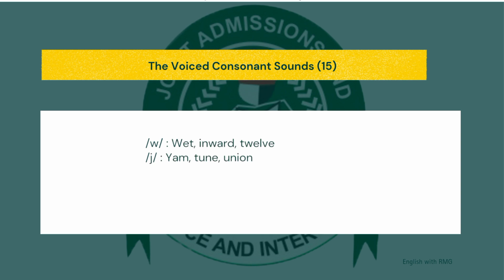We have J. Note that this small letter J sound is not D, it's J. So that's the sound in jam, tune. We have Z, as in zebra. We have the zh sound, as in usual, vision, garage, etc.